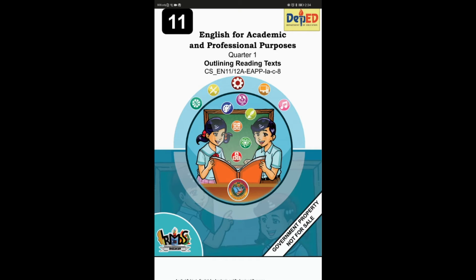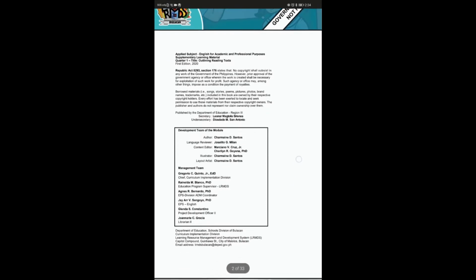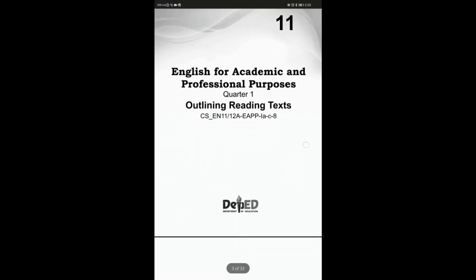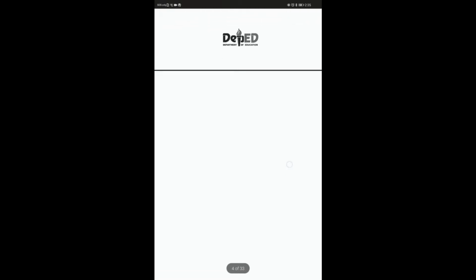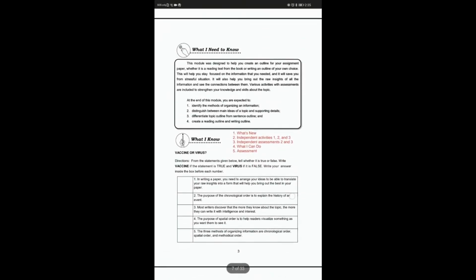Good day everyone. Today we'll be discussing our fifth module for our first quarter in English for Academic and Professional Purposes, titled Outlining Reading Text. Let's begin. So in the first part of our module, we're going to skip them as usual. Again, our fifth module is titled Outlining Reading Text. Let's continue on to our objectives.